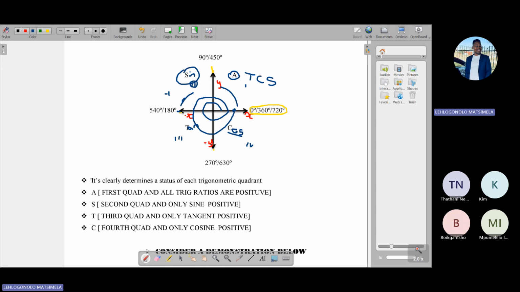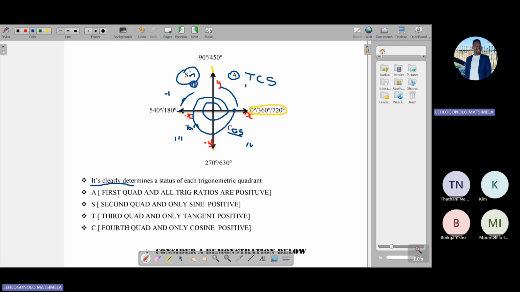Now let's hear the readings here. What do they say? It clearly determines the status of each trigonometric quadrant. Remember, the quadrants are the quarters of a circle when it's divided into 4, and now we call it the Cartesian plane. Even if sometimes the circle is not drawn, it's just an imaginary line there, it means it's a quadrant. Yes, we assume it is a quadrant.